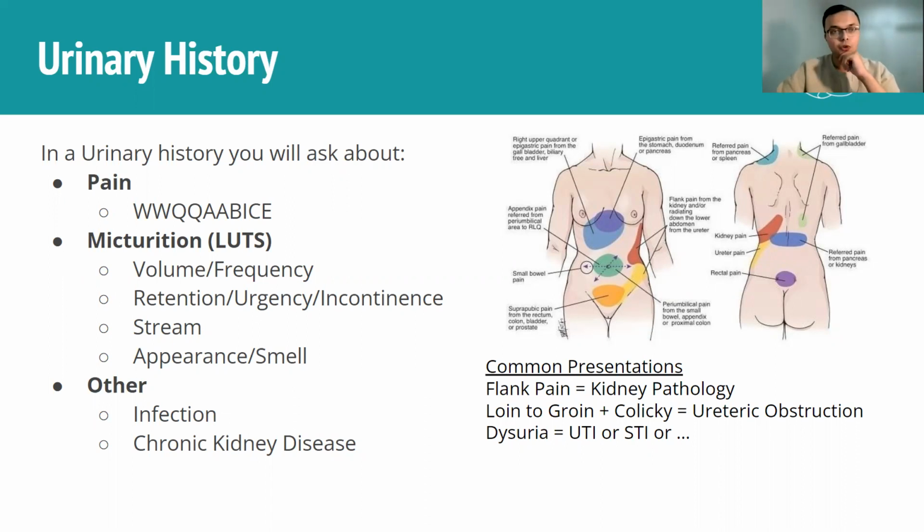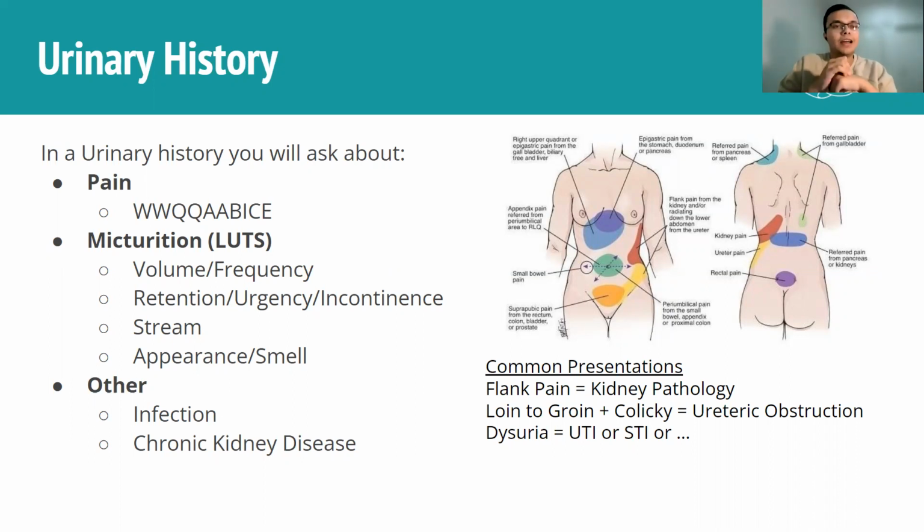You can also have dysuria, which is pain on urination, and that can again be linked to a lot of things like UTIs or STIs, but you'll come to learn about how you can further narrow that down with the other questions here. So as with any pain history, you want to go through WWQQ, AA BICE, and take a very good history of that pain. You might want to start off more general and say, do you have pain anywhere in your body? And if they say no to that, maybe you want to ask about, have you got any pain in your flanks or any pain when you're urinating? And that might elicit a yes. But that's how you take a pain history.